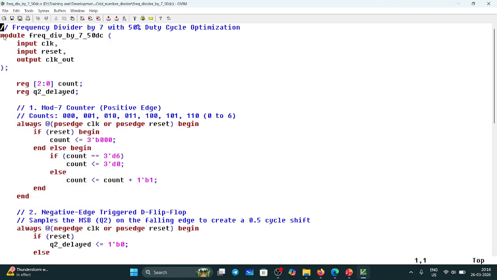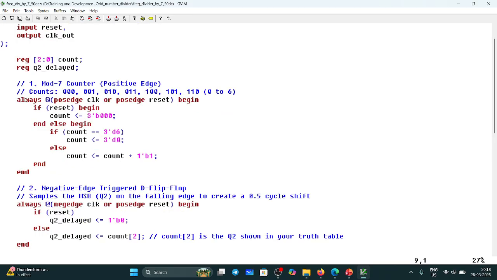First the module name is frequency divide by 7 50 DC. Input clock and reset I am declaring, and output clock_out. So reg 2 down to 0 count, and reg Q2_delayed. First I am designing the Mod 7 counter. It should count from 0 to 6. Always at posedge of clock or posedge of reset begin. If reset, count equals 0, else begin. If count equals 3'd6, count becomes 0, else normally it should count. Okay, so this is the code for the counter.